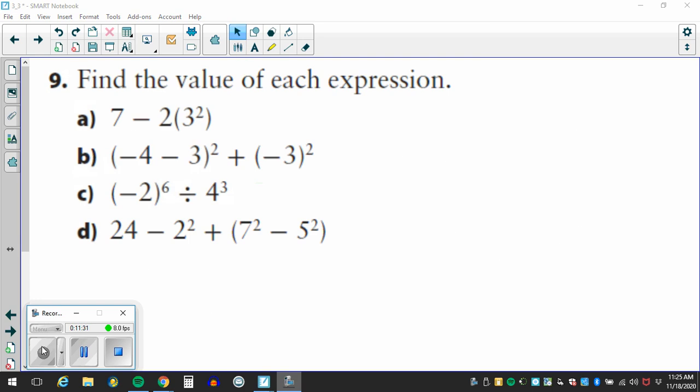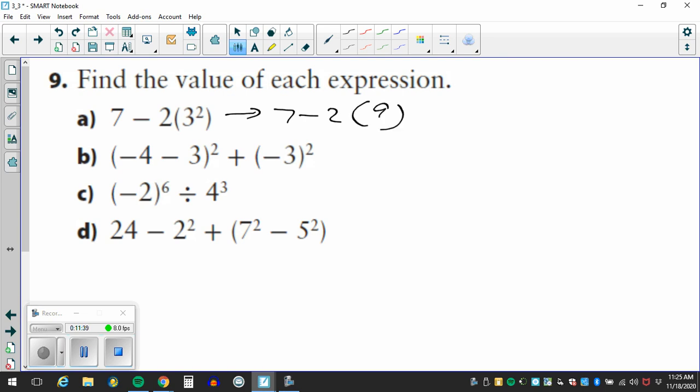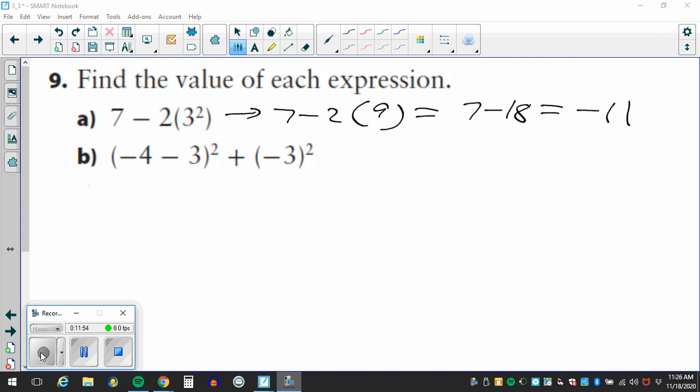Our next question says find the value of each expression. Same thing. I'm going to do 7 take away 2 multiplied by 9, which will become 7 take away 18, which will become negative 11. 7 take away 18 is negative 11. In the next question, actually, hang on a second. There, I just erased the bottom part. Isn't that clever? So now I can do it vertically instead of horizontally.